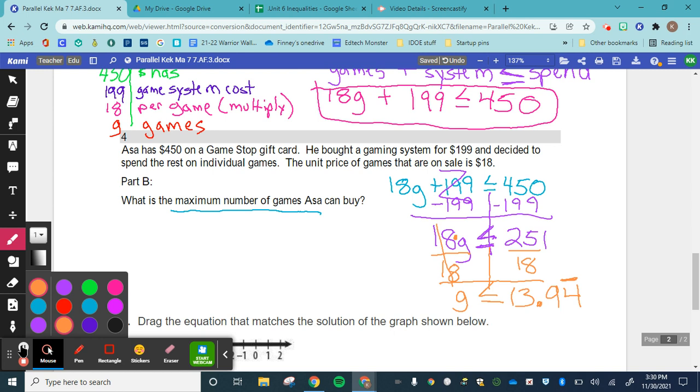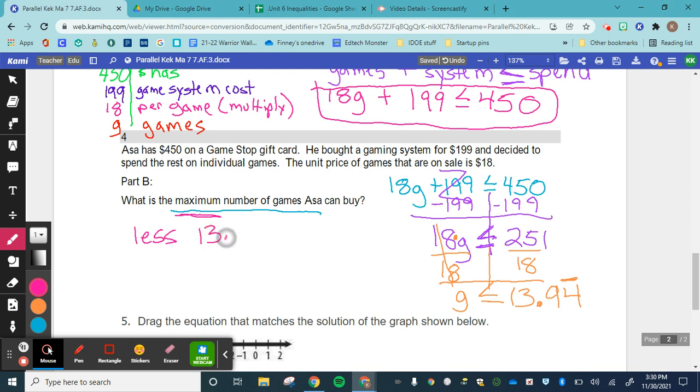But we have to do a little logical thinking next. It says, what's the maximum number of games that he can buy? So games is less than, so he has to buy less than 13.94. You cannot buy a partial game. If you go to GameStop and you say, I would like to buy 0.94 of a video game, they'll just laugh at you and say no.